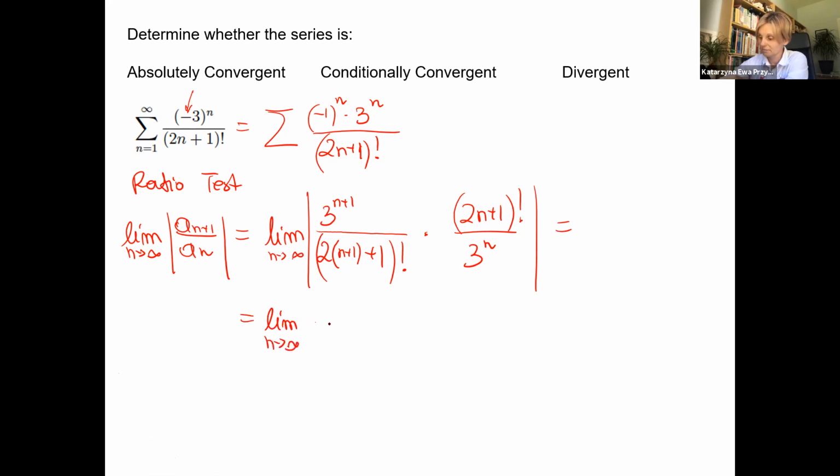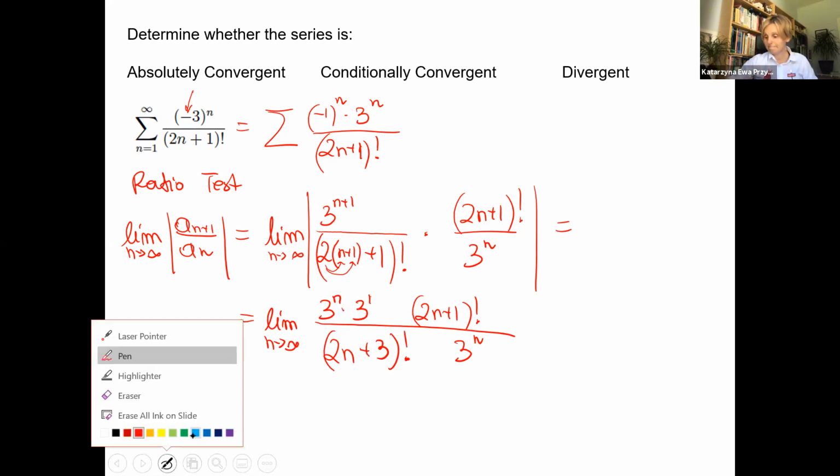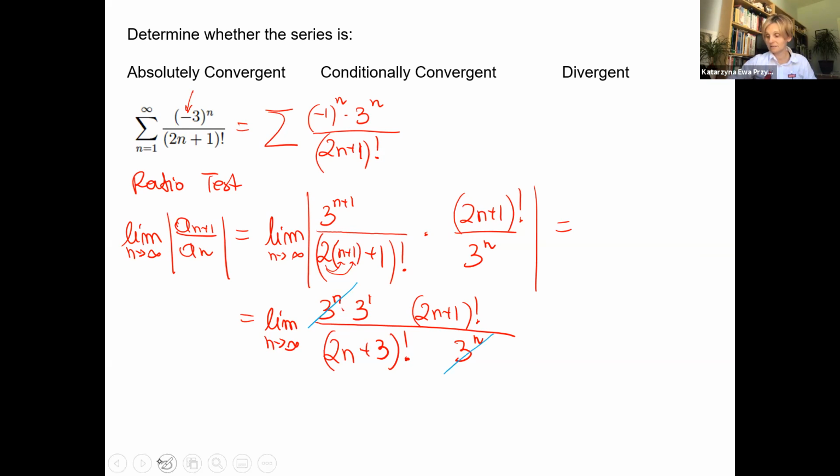Let's do the simplification. 3^n, 3^1, (2n+1)!, 3^n. This one we have to distribute: 2 times n is 2n, 2 times 1 is 2, plus 1, 3. Okay, we are simplifying this, but we also have these factorials we have to simplify. We have 2n plus 1 and 2n plus 3. 2n plus 3 is 2 more than 2n plus 1.